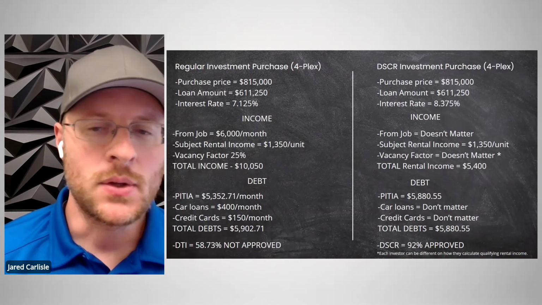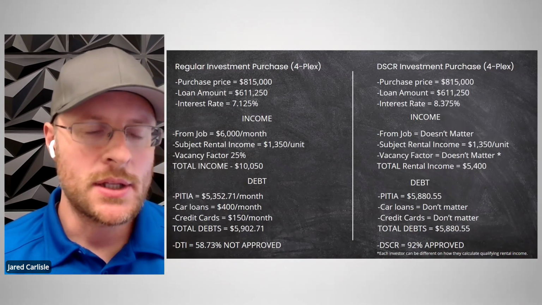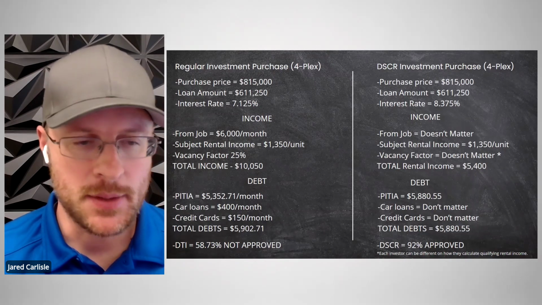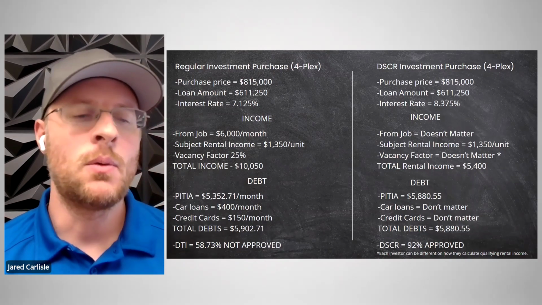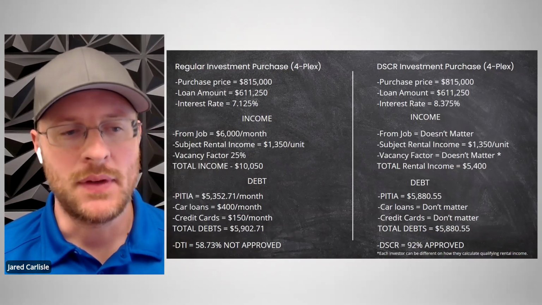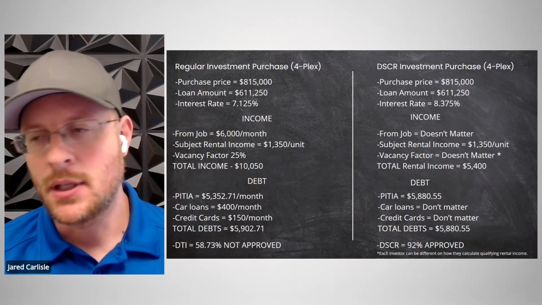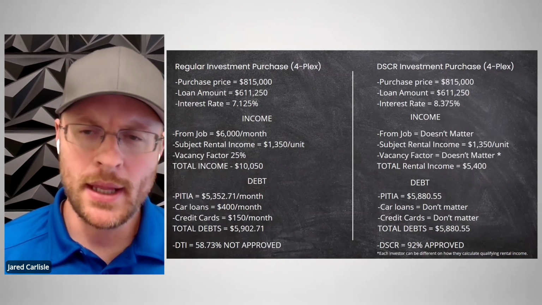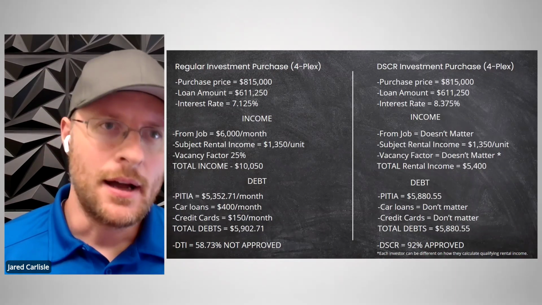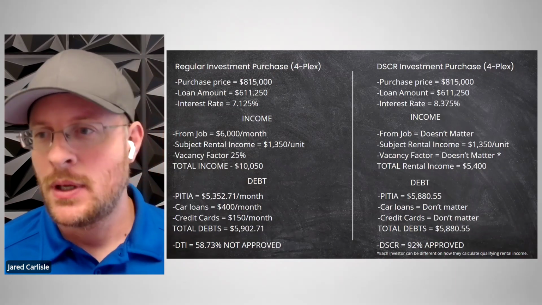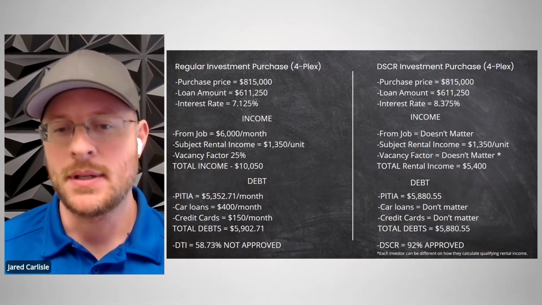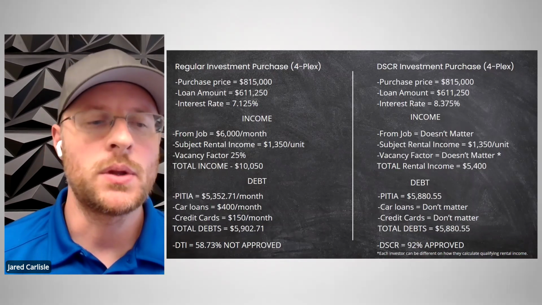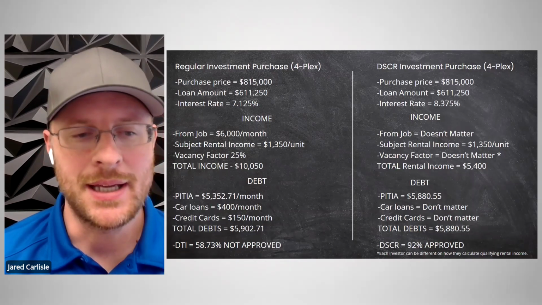And so then you see the income. What we're looking at when it's a regular investment purchase is the income from their job. So how much money do they make? Let's say this person makes $6,000 a month. And then we're going to look at that property that they're looking to buy as an investment property, and how much rental income each unit's going to generate. So let's say it's 1350. We're going to then take a vacancy factor because generally not every unit is rented out every single month. There's maintenance, repairs, whatever. There's a certain vacancy factor, 25%, and you come up with a total income that can be used of about $10,050.